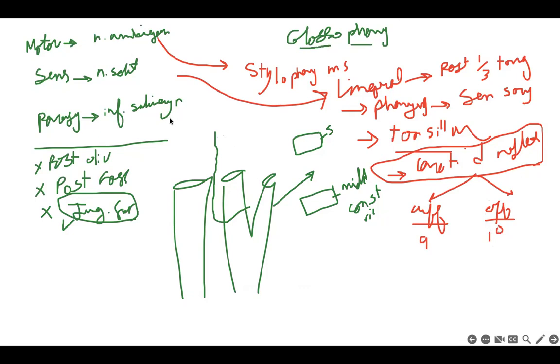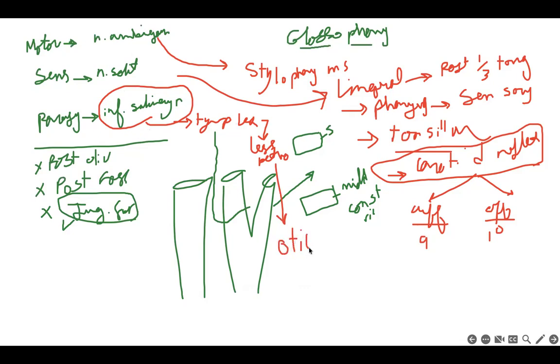What else? And also parasympathetic. The inferior salivary nucleus gives a tympanic branch to the tympanic cavity in the middle ear, which forms the tympanic plexus. After that, it gives the lesser superficial petrosal nerve, the lesser petrosal nerve. And this lesser petrosal nerve will relay in a ganglion. What is the name of this ganglion? Otic ganglion. So the parasympathetic ganglion of the glossopharyngeal is the otic ganglion, to supply the parotid gland parasympathetically.